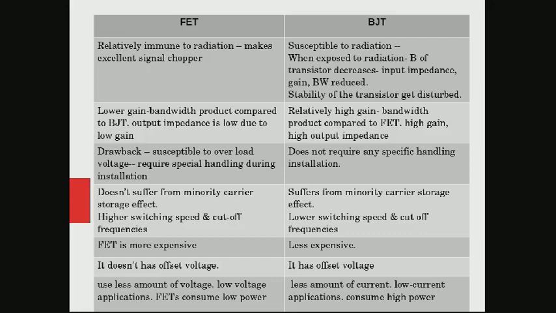And when we are handling FET, it requires special handling during the installation process since it is susceptible to overload voltage. Whereas when we come to BJT, it does not require any specific handling during installation. BJT has offset voltage, whereas FET does not have any offset voltage, and FET is relatively more expensive than BJT.